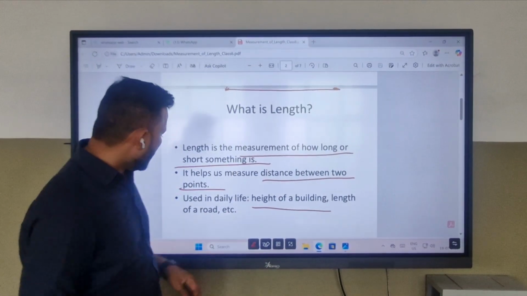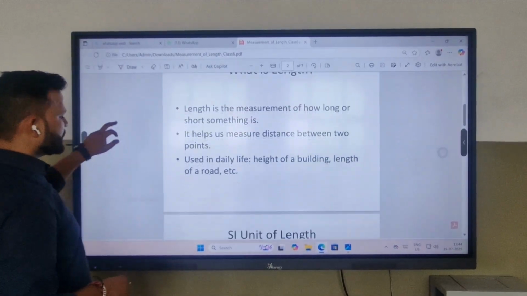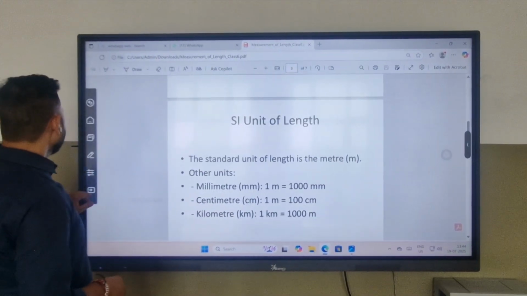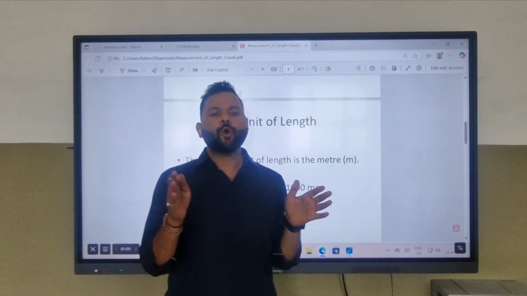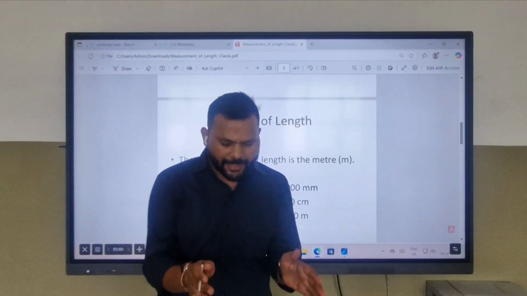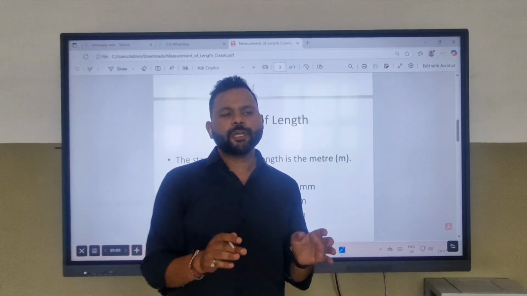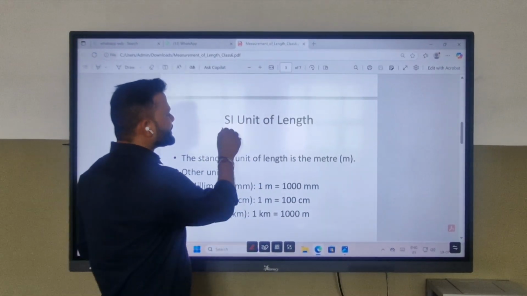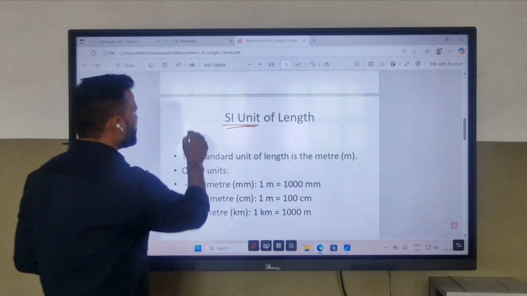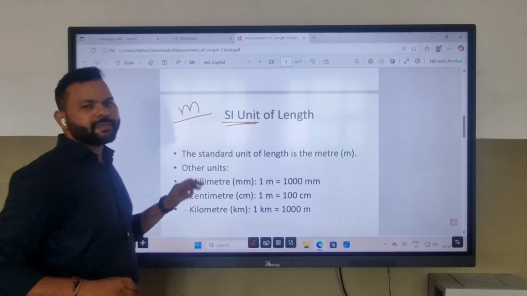Okay everyone. Now let's discuss the SI unit. Just before this we discussed a system in which objects have to be measured. The scientists formed a system in which there should be uniformity in measurement. So what is the SI unit of length? It is the meter. Very simple, it is the meter.